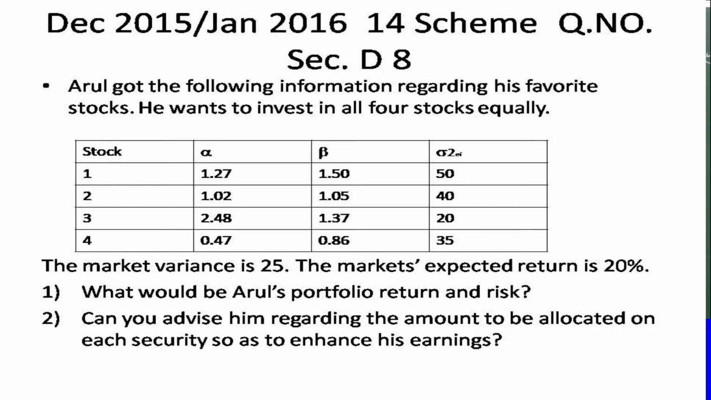Alpha they have given: 1.27, 1.02, 2.48, 0.47. Beta: 1.50, 1.05, 1.37, 0.86. And standard deviation, sigma e squared: 50, 40, 20, 35. The market variance is 25. The market expected return is 20%. This is the information they have given. Based on this information, first we have to find out Arul's portfolio return as well as risk. We have to decide how much risk he has and how much return he has.